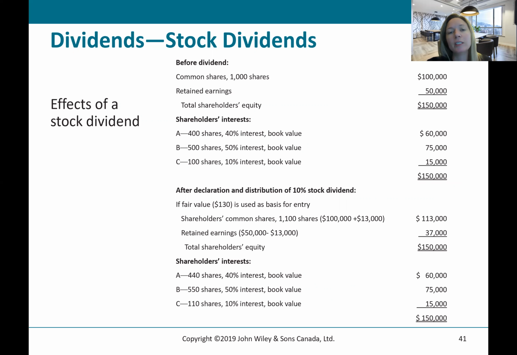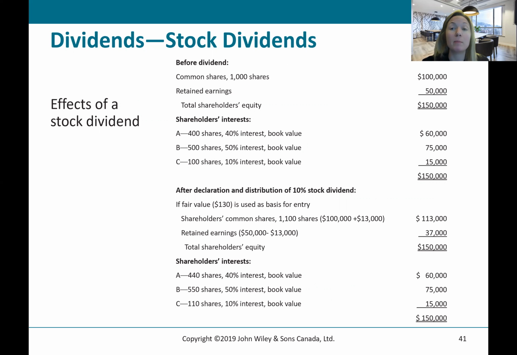And then if we look at the shareholder interests, previously shareholder A had a 40% interest, B had 50 and C had 10. And if you look at the very bottom section, you can see the 40, 50, and 10 are the same percentages, but each shareholder now holds 10% more shares because it was a 10% stock dividend. So shareholder A used to have 400 shares, now they have 440. Shareholder B had 500 shares, now they have 550, and so on. So this really just illustrates the concept of a stock dividend, meaning that each person receives a proportionate number of shares, so everyone gets an extra 10%, which means that their overall interest stays the same, but they do end up with more actual shares.